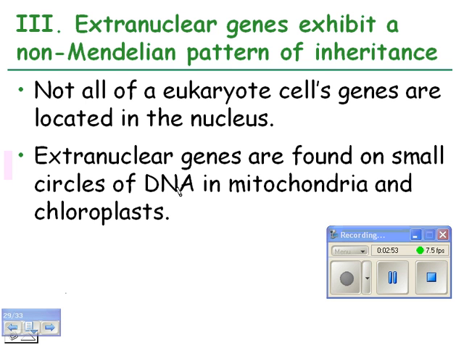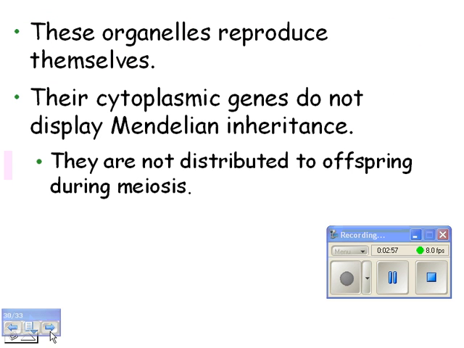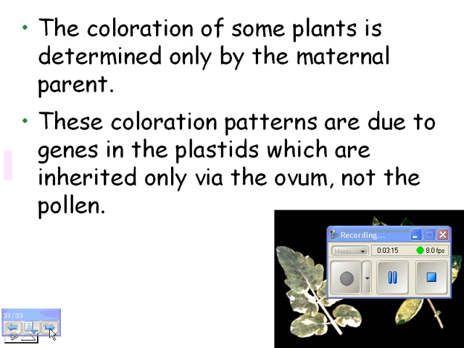Extranuclear genes are found in small circles of DNA in mitochondria and chloroplasts. These organelles reproduce themselves, and their cytoplasmic genes do not display Mendelian inheritance. That means that you don't get some from mom and dad and have them do the crossing over, and so on. You get them all from your mom. So they're not distributed to offspring the same way as all the DNA in the nucleus is from meiosis.